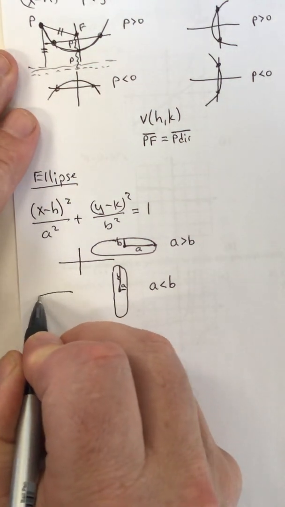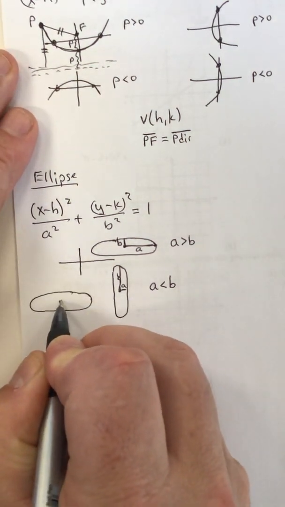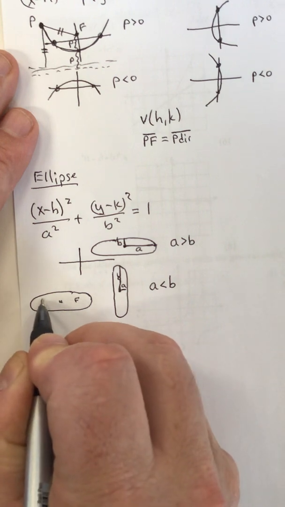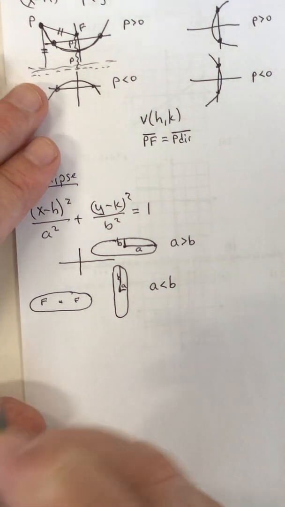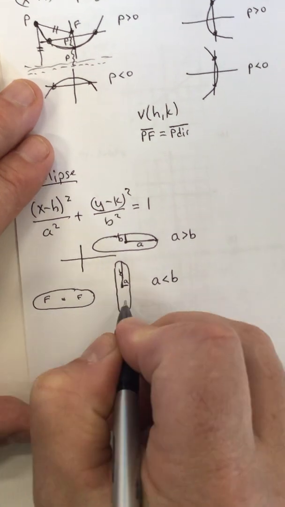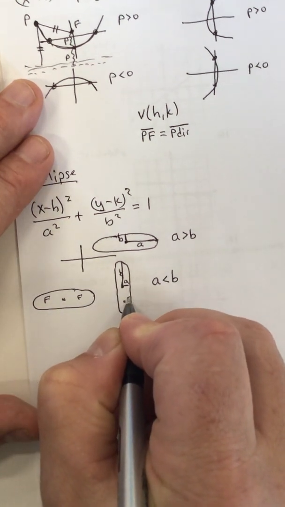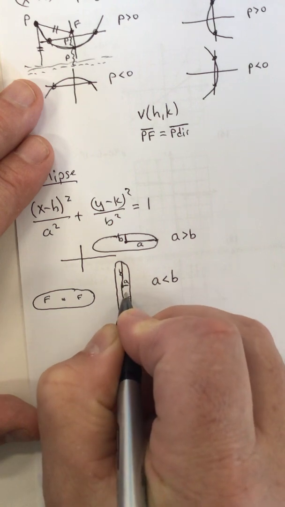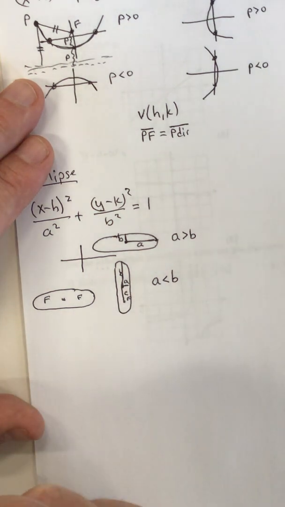Let me draw another one right over here. Here's the center. The foci would be there and there. Okay, that's C. I'll put it right here. Let's say this focus is right there. The distance from the center to the focus is called C.